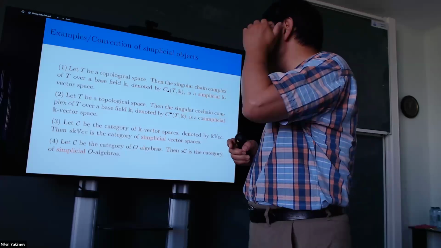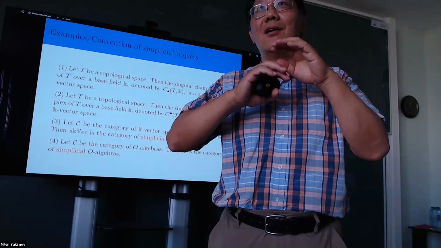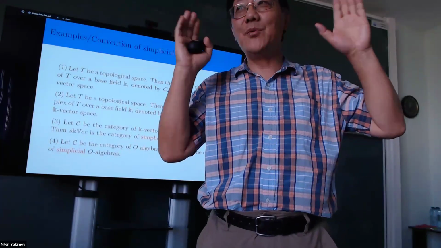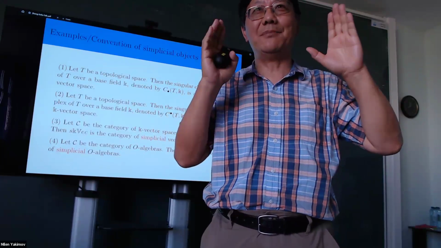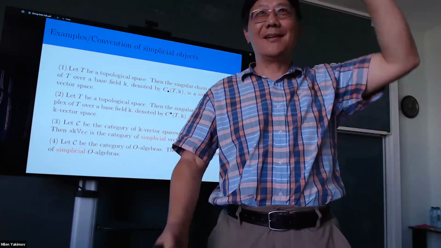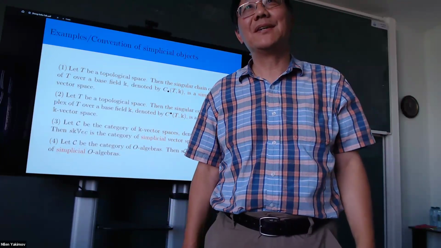So K is a base field. Then we can look at all the O-algebras over K. So this is a category. Then we can ask what is a simplicial object in this category. It's just a sequence of algebras, different levels, with face maps and degeneracy maps.